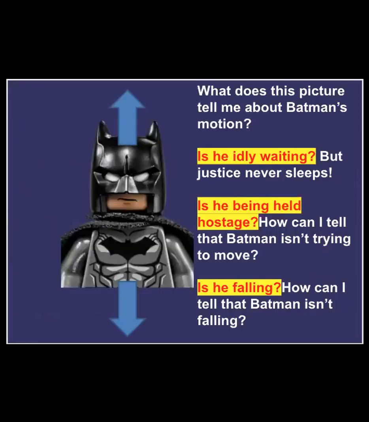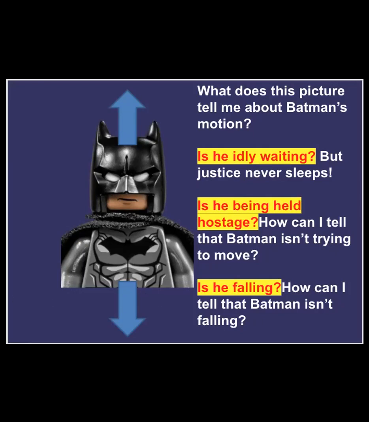So let's take a look at this one. This is fun right here. I just found this picture somewhere. So take a look at Batman. And then you have the two forces right here. Considering these two forces, what does this tell you about his motion? Can you say that he's just waiting? Can you say that he's unable to move? Or can you say that he is falling? So how do we know those? Again, this is where we're going to come in with the balanced or unbalanced forces.